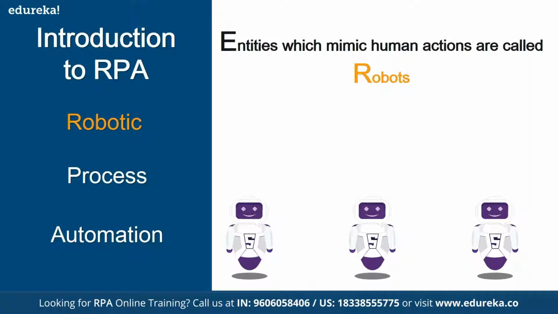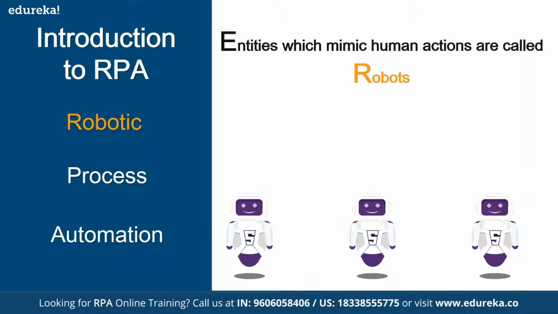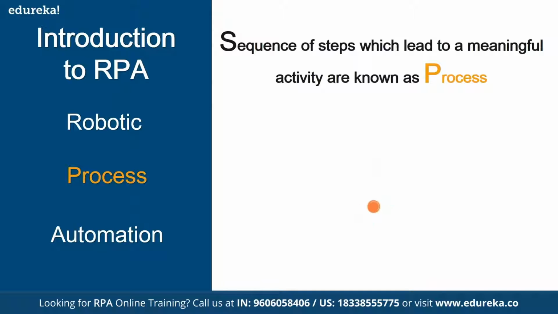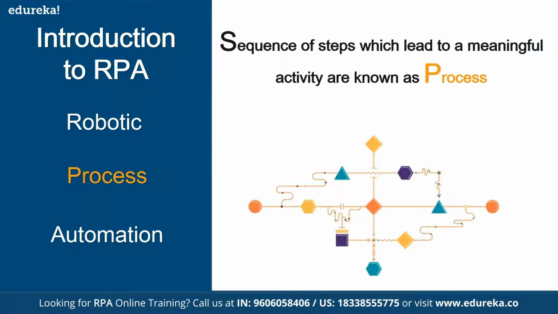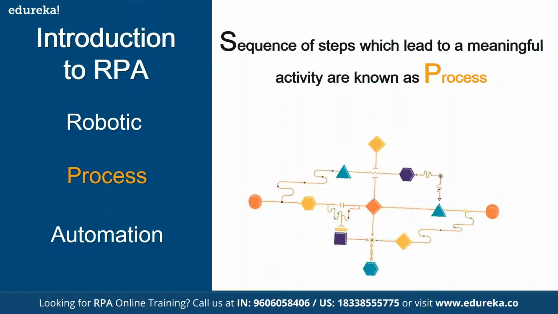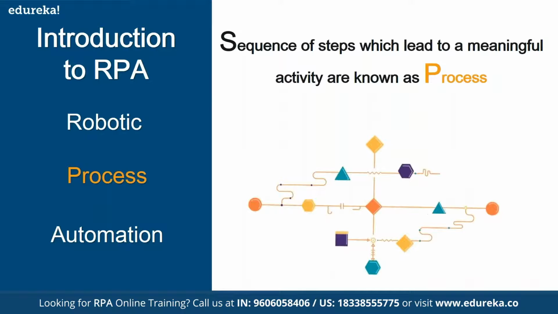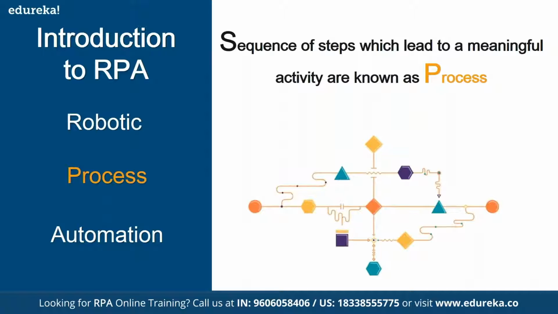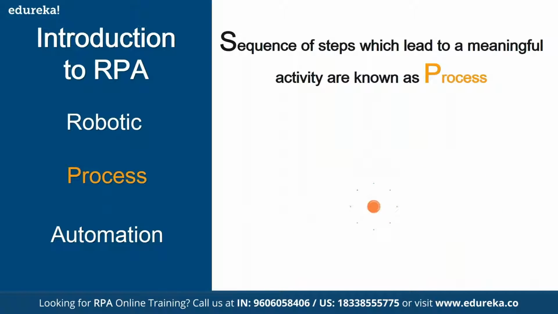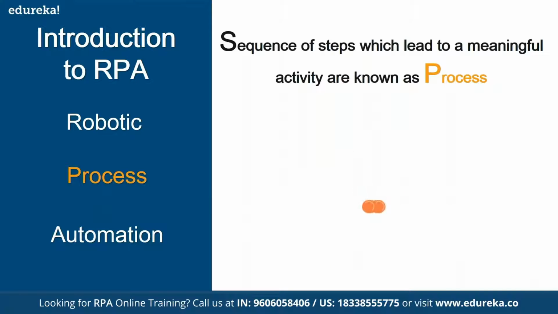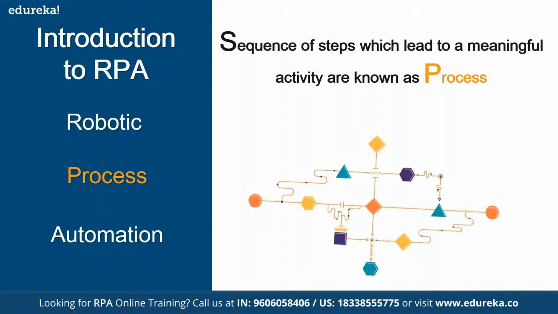Then what will it mimic? What type of work does this robot have to mimic? That is the process. The next word is process. Every business, every project, in any industry, not just the software industry, if you are an employee or an individual contributor, you will be working on a particular business process. Everything that happens is a business process.